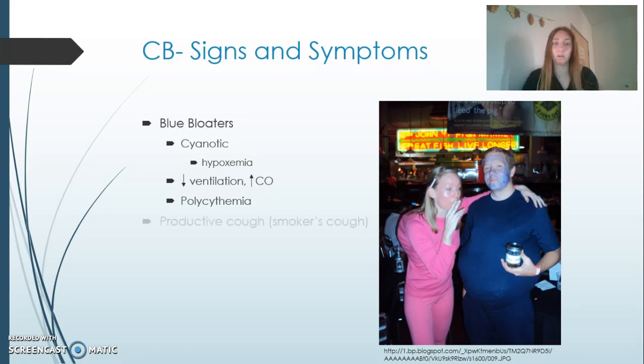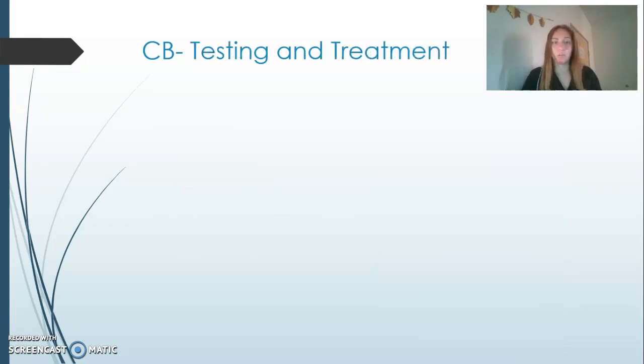your body faster. They'll have a productive cough, also known as smoker's cough, because one of the first causes of chronic bronchitis is smoking. They also have mucus production due to the hyperplasia of your mucus glands.